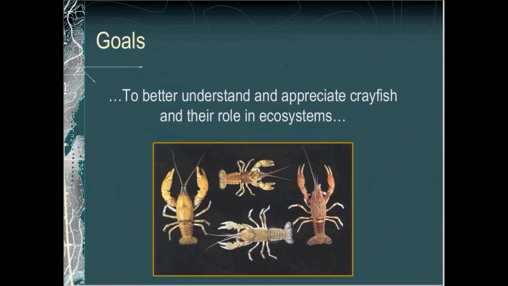So hopefully by the end of this, you'll have a better understanding and appreciation of what crawdads are, but also their role in the ecosystem, and more importantly, why not to move some of these guys around, because one of the topics we're going to talk about is the issues that are caused when they get moved into new environments.